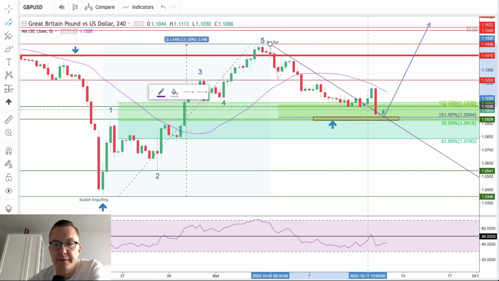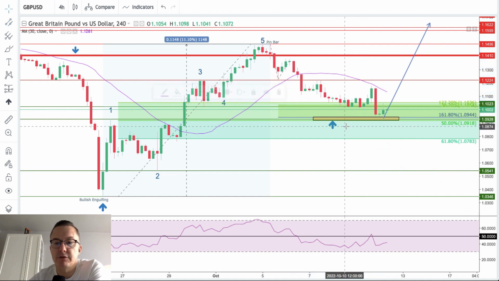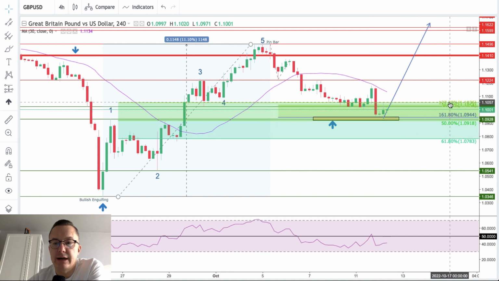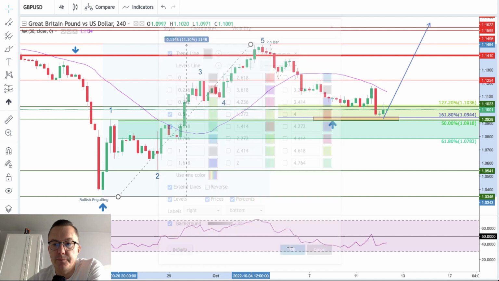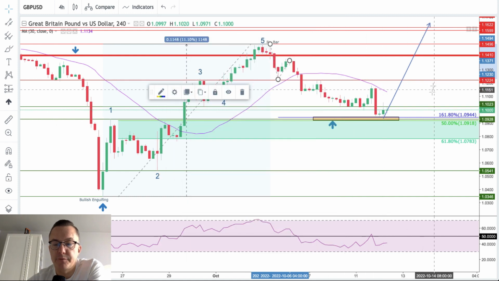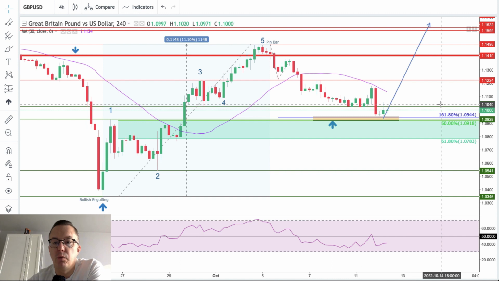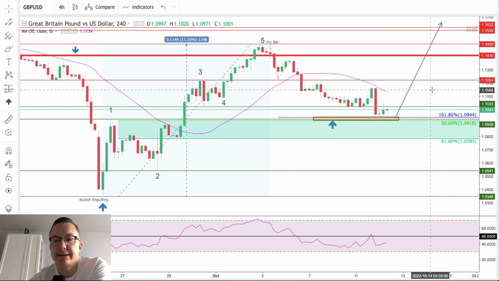This is of course the channel, as you can see here, but the market broke out of the channel, so it's no longer applicable. These levels here are no longer applicable as well, so we can remove those two levels, and of course 127. We will leave 161 because that's the level that we are talking about right now, and we will see what will happen when the market starts to move from this level.